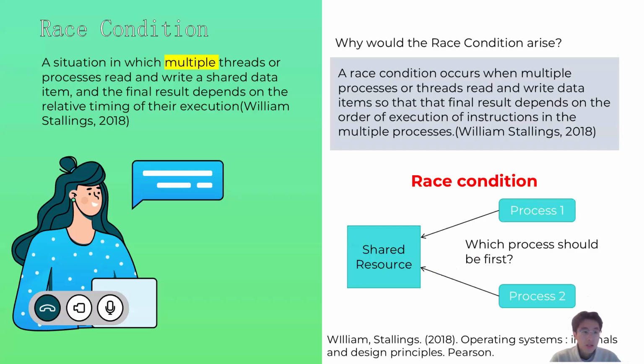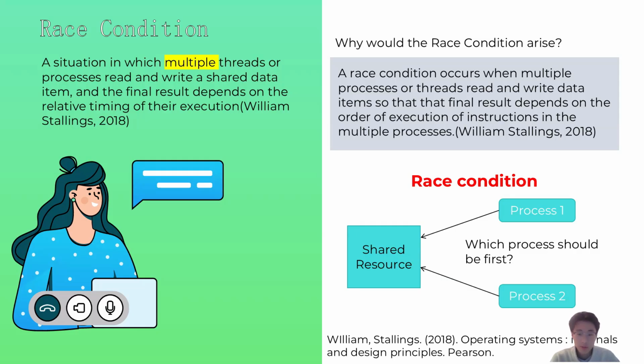So here is the concept of the race condition. As William Stallings said, this is a situation in which multiple threads or processes read and write a shared data item, and the final result depends on the relative timing of their execution. The race condition occurs when multiple processes and threads read and write the data item, so the final result depends on the order of execution of instructions in the multiple processes.